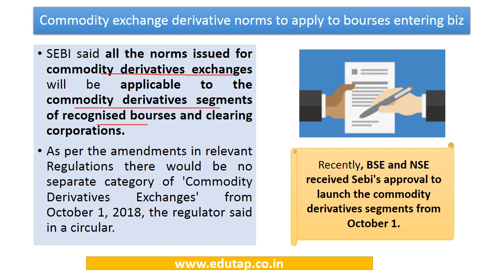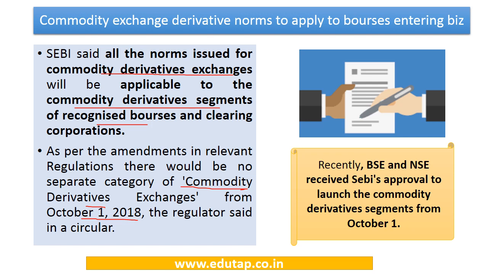corporations. So there will be no separate set of norms for BSE and NSE with regard to this new segment. The norms which are there in place for the commodity derivative exchange, they are going to be made applicable to the commodity derivative segment also. Now, as per the amendments in the relevant regulations, there would be no separate category of commodity derivative exchanges from 1st of October 2018, and this has been announced by the SEBI, which is the regulator of the stock market.